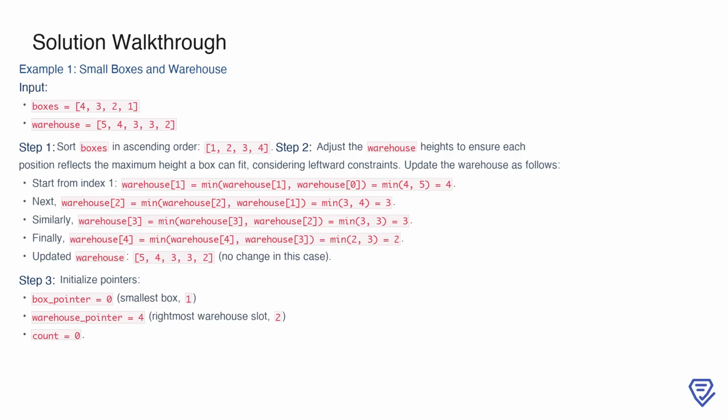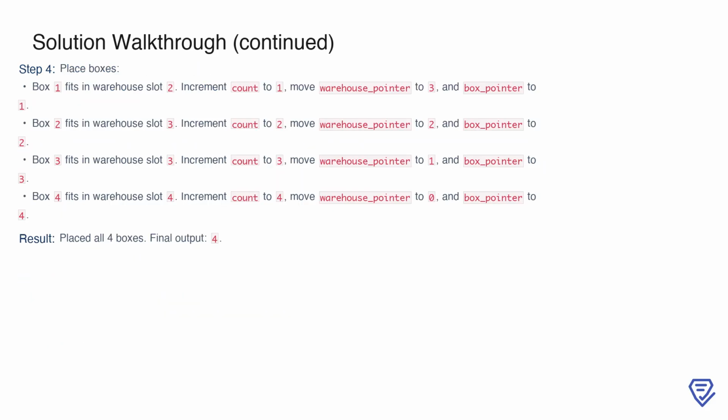After making these adjustments, the updated warehouse remains 5, 4, 3, 3, 2, as no changes were needed. With this setup, we initialize 2 pointers, one pointing to the smallest box, starting with box_pointer equals 0, and the other pointing to the rightmost warehouse slot, starting with warehouse_pointer equals 4. We also initialize a count variable to 0, which will keep track of the number of boxes successfully placed into the warehouse. Now, we begin placing the boxes into the warehouse from the rightmost slot, moving leftward.